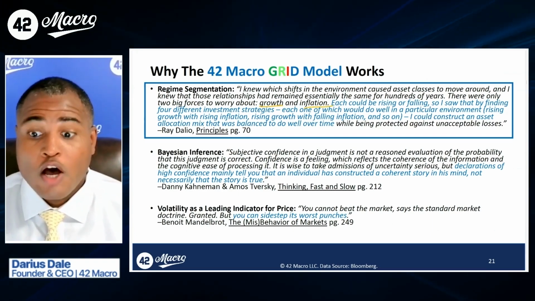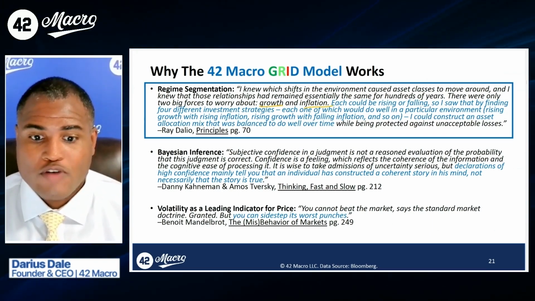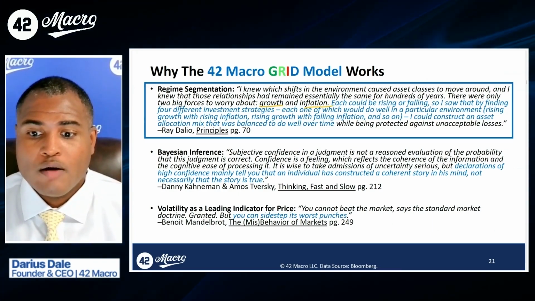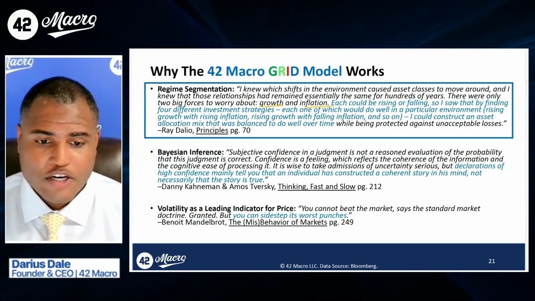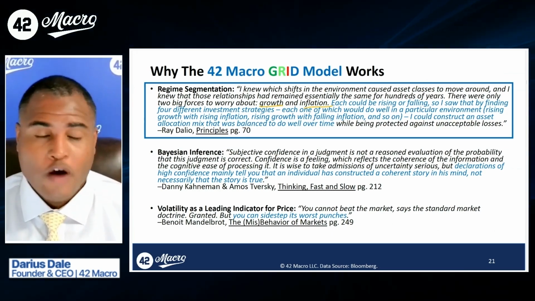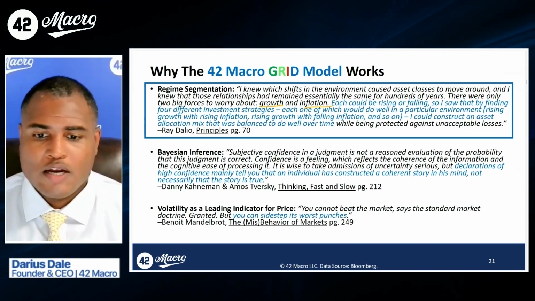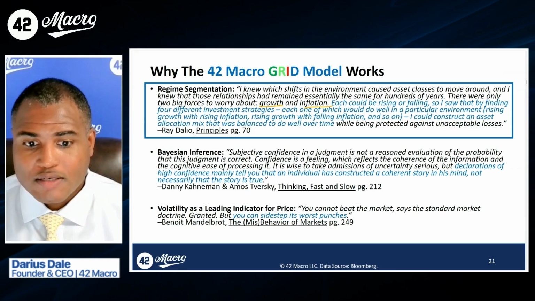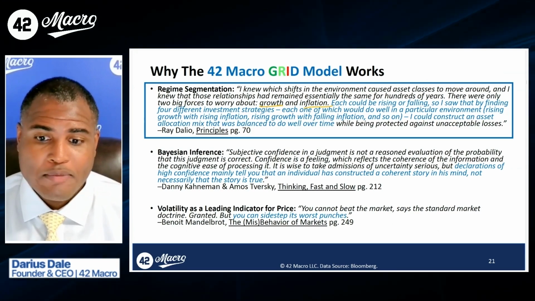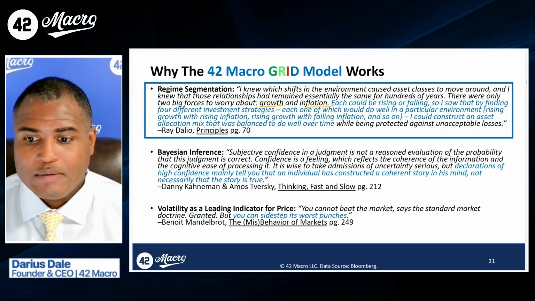So I saw that by finding 4 different investment strategies, each one of which would do well in a particular environment: rising growth, rising inflation, which is reflation in our nomenclature; rising growth with falling inflation, that's Goldilocks in our nomenclature, and so on. I could construct an asset allocation mix that was balanced to do well over time while being protected against unacceptable losses.